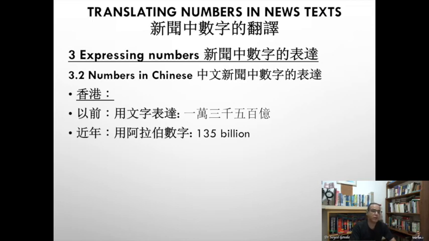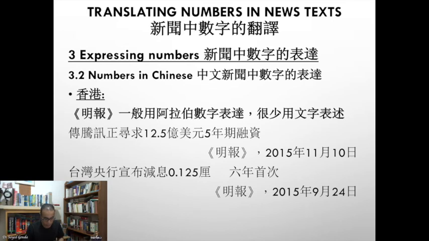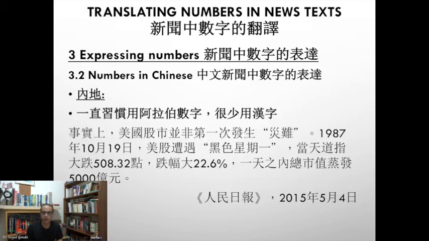And also numbers in Chinese. It's different between Hong Kong, Taiwan, and China. In the past, they all used to write the numbers in words. But nowadays they use Arabic numbers, even though Taiwan still uses the words. They express the numbers in words. But recently, even in Taiwan, they started to use Arabic numbers. In China, they use Arabic numbers all the time, all the way.